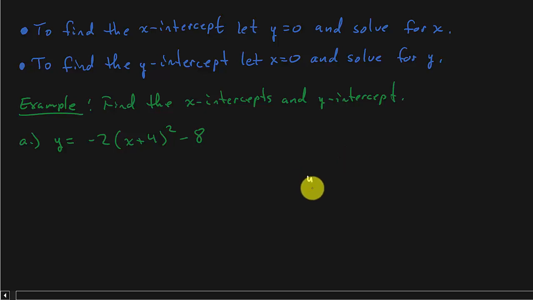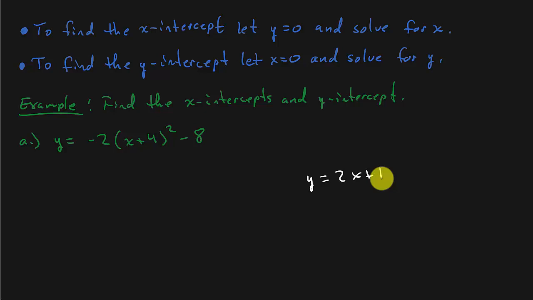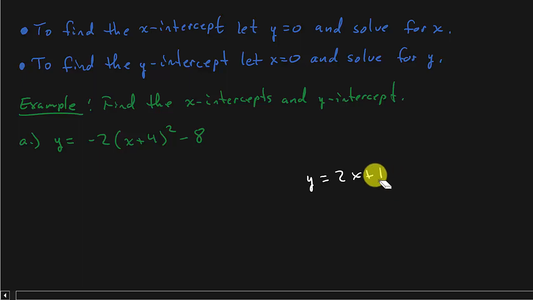Where you had something like this, y equals 2x plus 1. They asked you to find the x and y intercepts. It's the same thing, okay? Except you're just doing it with quadratic equations. Okay. All right.